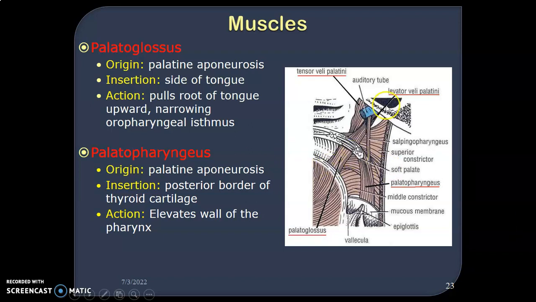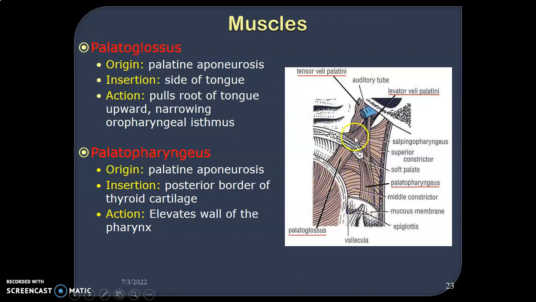So if it contracts, you tend to pull the tongue upwards, and it helps to narrow the oropharyngeal isthmus, so to narrow the oropharyngeal opening. The palatopharyngeus muscle, on the other hand, palatopharyngeus from the palate towards the pharynx, okay? So this is your soft palate. This is palatoglossus from the soft palate to the tongue, palatopharyngeus from the palate towards the pharynx.